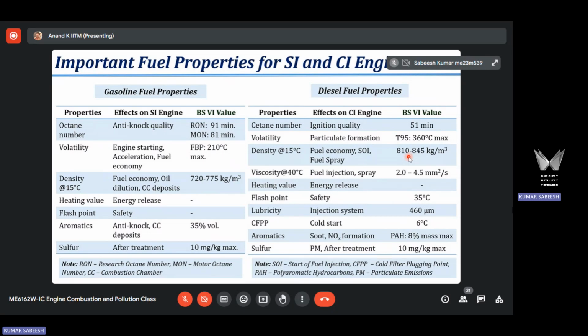Diesel is a more dense distillate with heavy hydrocarbons, right? Because of that, the density is high. This is one of the reasons why diesel vehicles generally provide more mileage as compared to petrol or gasoline vehicles. The fuel density is high, and the high density fuel will affect fuel economy.